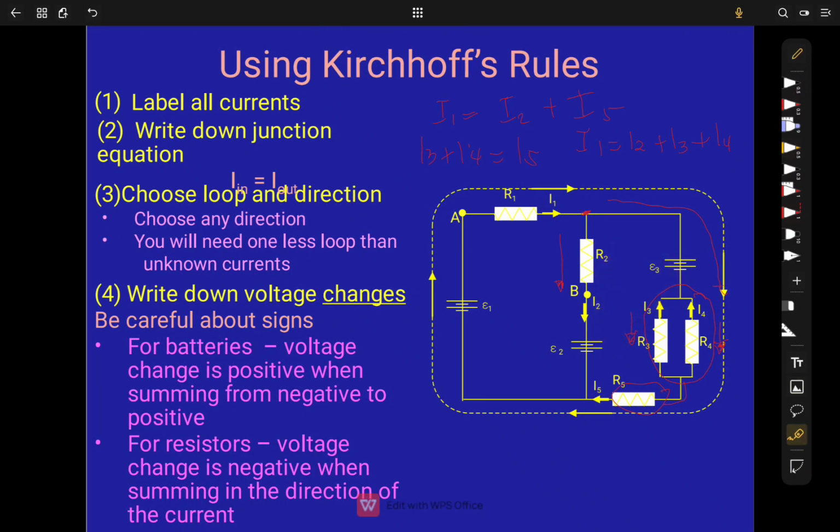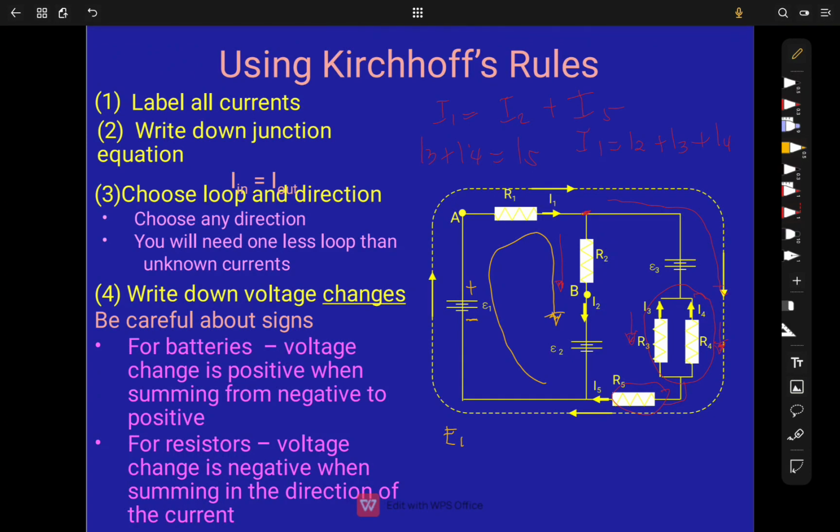So, dito, write down all the voltage changes. Be careful about the sign. So, for example po, dito tayo mag-loop at this part. So, nag-loop po si sir at a clockwise direction. So, ano yung dadaanan natin? So, ang sabi dito, for the batteries, voltage change is positive when summing from negative to positive. So, dito nakita natin, upon looping, pumasok siya sa negative and dito lumabas sa positive. So, E1 natin is positive.